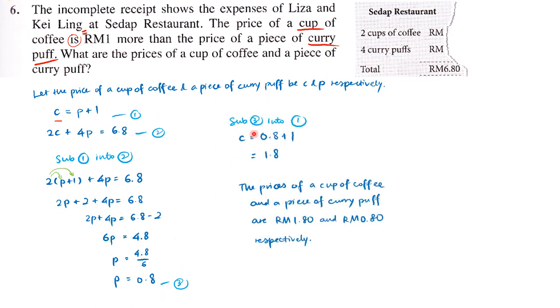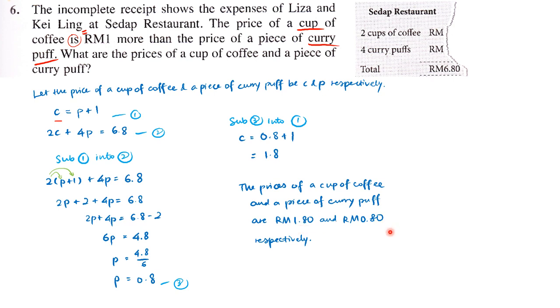Substitute 3 into 1 because we have only found P, we haven't found C. Okay, and we already have C as the subject here, right? So if we substitute P, 0.8, into this, then we will be able to find C. C equals to 0.8 plus 1, 1.8. So the prices of a cup of coffee and a piece of curry puff will be 1.80 ringgit and 80 cents.